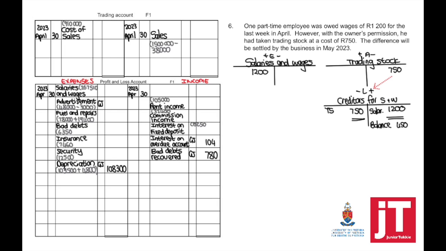If I now take the credit side minus the debit side, it will show that the amount actually owed to this employee after they've taken the trading stock for personal use would be $450. The only thing that goes into my profit and loss account is that I will need to add $1,200. Please do not make that mistake by showing the $450. We need to show what was our expense, the gross, how much was owed to this employee.